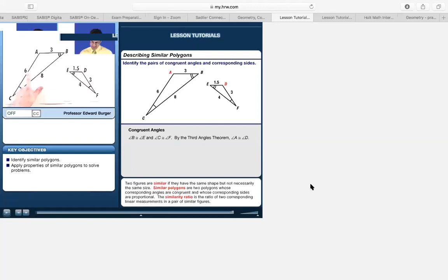So the corresponding sides to angle B and angle E, which are AC and DF, will also be congruent. And since I have two congruent sides in each triangle, the third angle will also be congruent, which is angle A and angle D, colored in red. So angle A and angle D will be congruent. What is the opposite side to angle A? BC. What is the opposite side to angle D? EF. So BC and EF are also congruent.